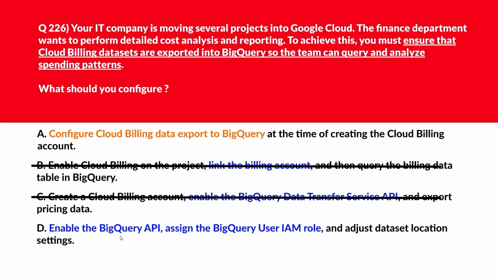Option D, enabling BigQuery API and IAM roles, provides dataset access but doesn't configure billing data export, leaving no billing records in BigQuery. We'll remove it. Let's lock option A as the right answer.